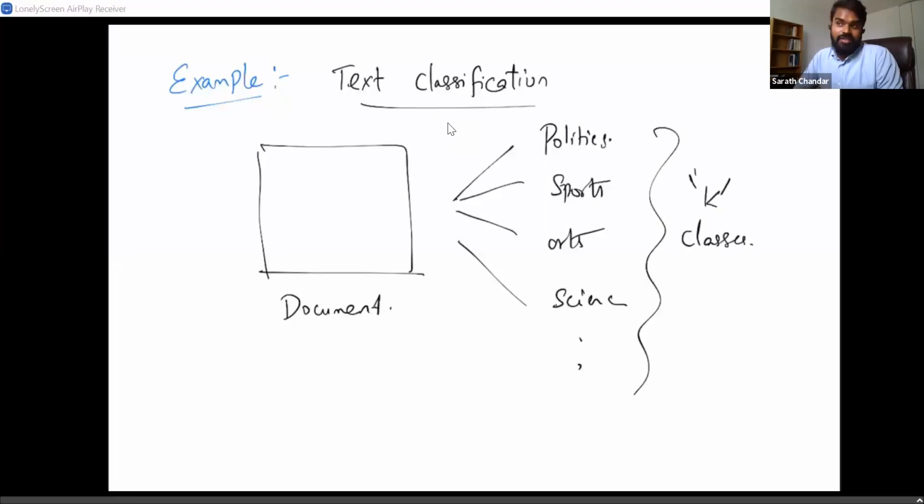Now this is a classification problem, right? But this is not like the toy classification problems that we have seen so far, because in those problems I was always giving you this X, which is a vector. It had X1 to XM features. Instead, I'm giving you a document. A document is basically a bunch of words, right?